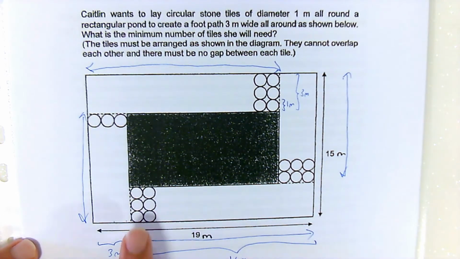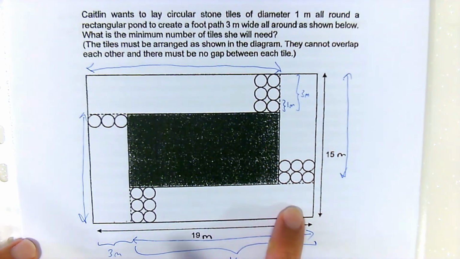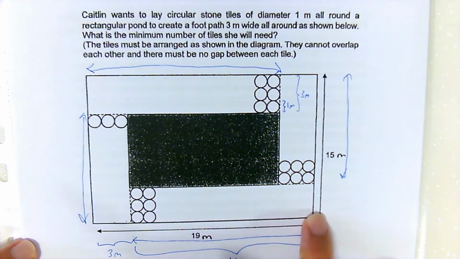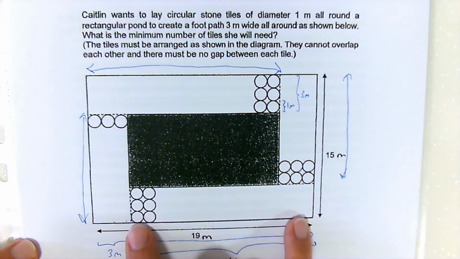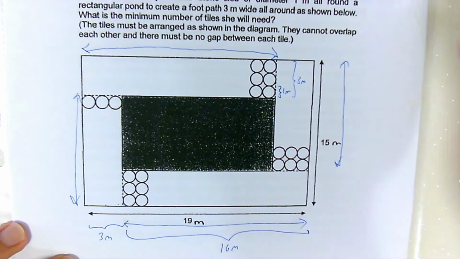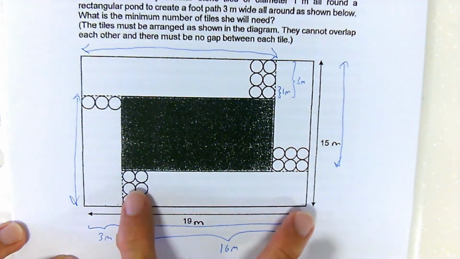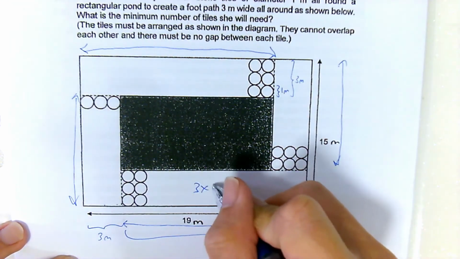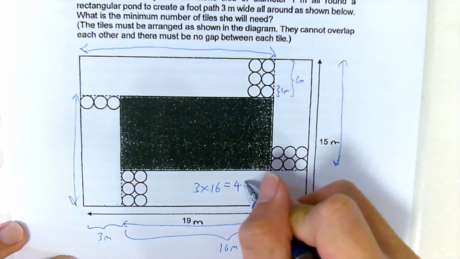So 16 meters can put how many circles? One circle is 1 meter, so 16 meters can put 16 circles. So from here to here will be 16. And then each row has 16, 3 rows in total. So 3 times 16. Each row is 16, so over here the entire thing is 3 times 16, which gives us 48 tiles over here.